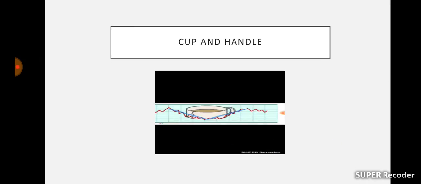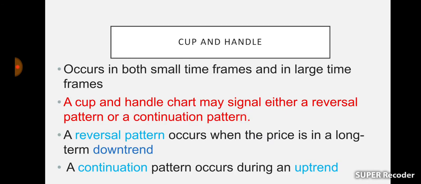So let's have a look at this video. Here you can see cup and handle. And from the university examination point of view, you can describe these patterns easily by memorizing some keywords. Here in the case of cup and handle, the keywords are: a cup and handle chart may signal either a reversal pattern or a continuation pattern.